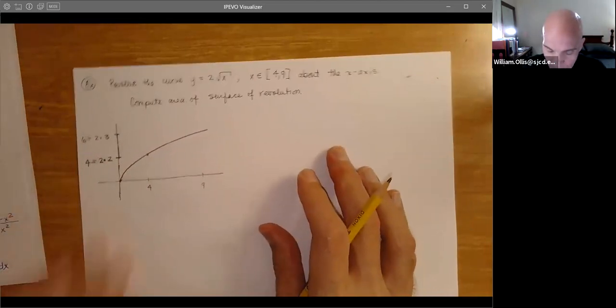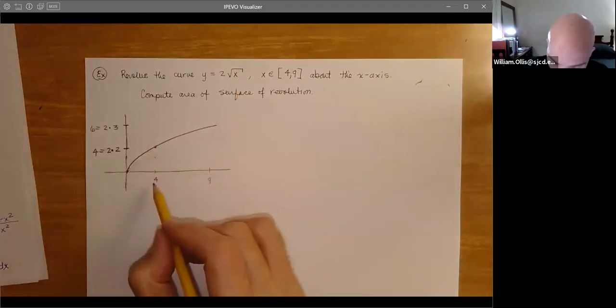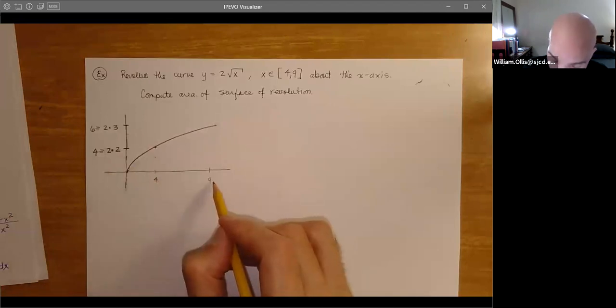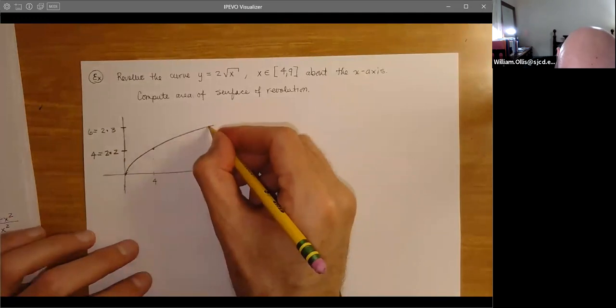Since the curve is, in this particular case, 2 root x, we have square root of 4, which is 2. 2 times 2 is 4. Square root of 9 is 3. 2 times 3 is 6. So that gives us what we need.